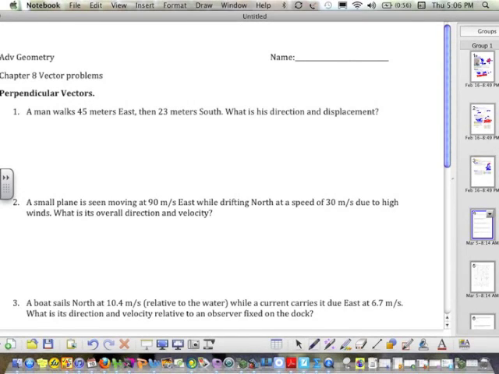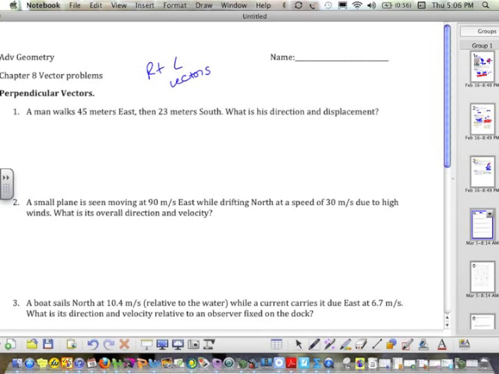So the first page, these are all right angle vectors, which is kind of nice because when you add them, you don't really have to change them back to coordinates. And by the time we get to the last page, we'll be changing all of those to coordinates to be able to add them. So here's the first example.